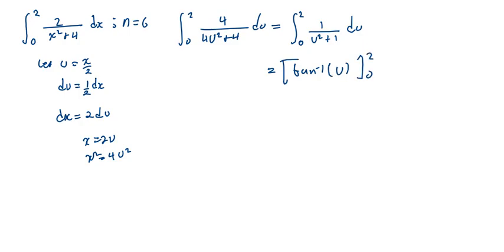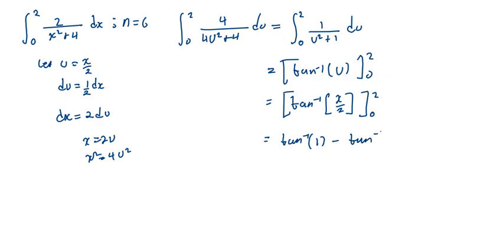But remember, I'm not just going to plug in here, because the limits that I'm given are not in terms of u, they are in terms of x. So I'm going to say tan inverse, or arctan, of u, which is x over 2. Then I can do my evaluation from 0 to 2. If you plug in 2 here, that is 2 over 2, which is 1. So it's tan inverse of 1 minus tan inverse of 0.